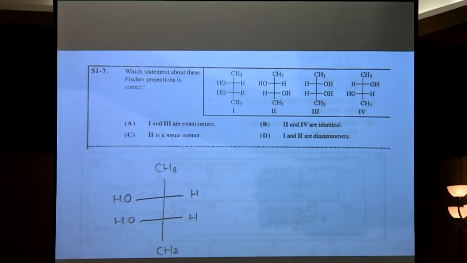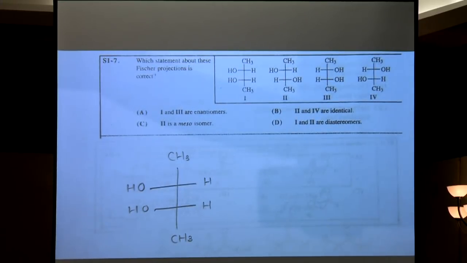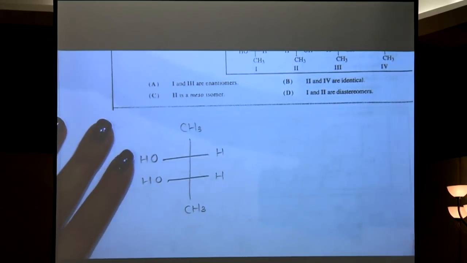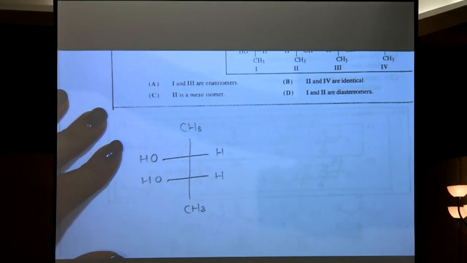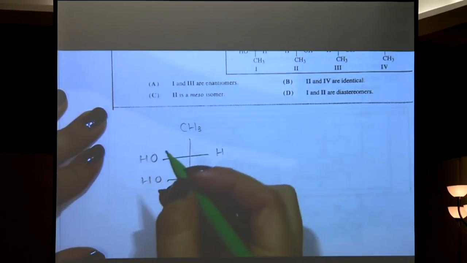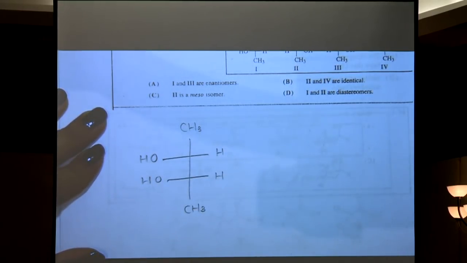Okay, so in Fischer projections, have you guys ever been introduced to Fischer projections at all? Like, have you seen them? Okay, cool. So in a Fischer projection, everything on the vertical line is going to be on a dash. Everything on a horizontal line is a wedge. I don't know if that's new to you guys, but everything on the vertical line is going to be a dash, and then everything on a horizontal line is a wedge.